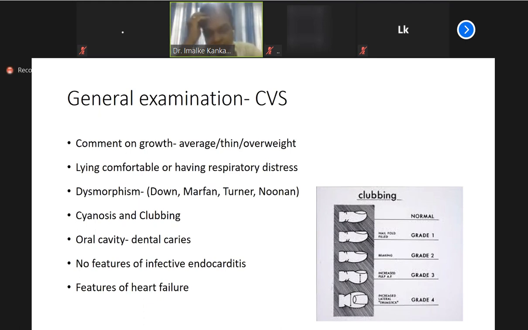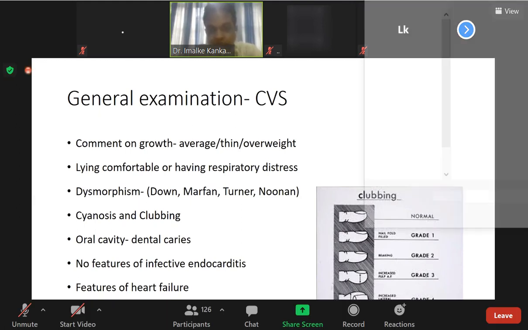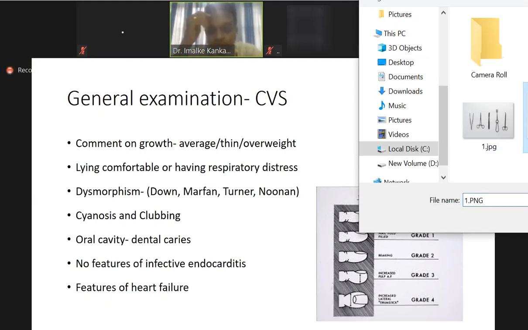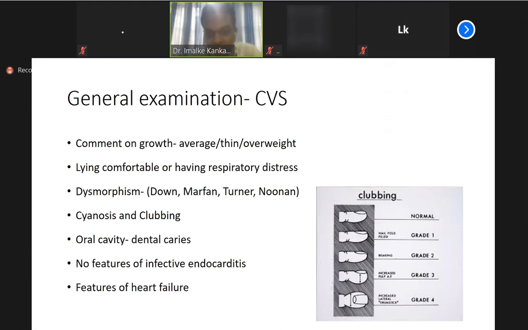Cyanosis and clubbing, these are very basic things, right? So if you say clubbing, then we might ask, okay, which grade of clubbing? So it's handy for you all to have these kind of things in your mind. So how to grade clubbing, right?